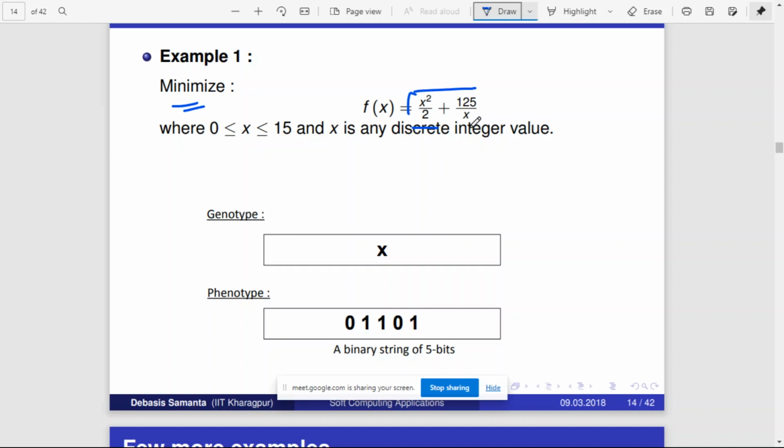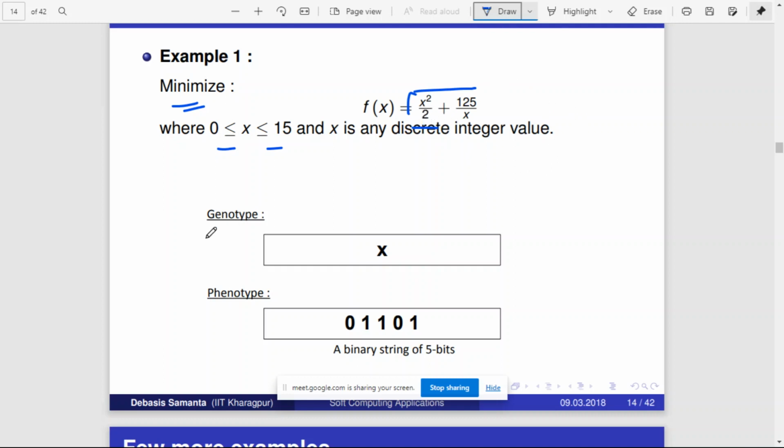Also there is a constraint given here. x should be between 0 and 15. That is, it should not be less than 0, and also it should not be greater than 15. So now you can plot a graph. If you plot a graph for this, then you can identify the minimum value. For what value of x this function will return the minimum value, that you can find out.